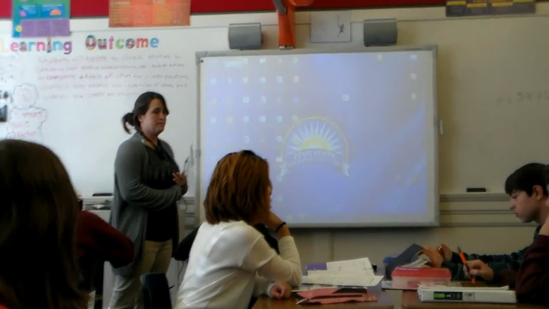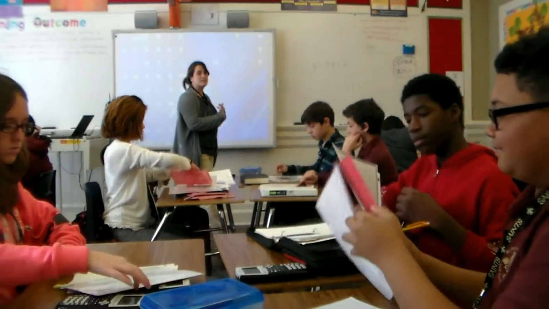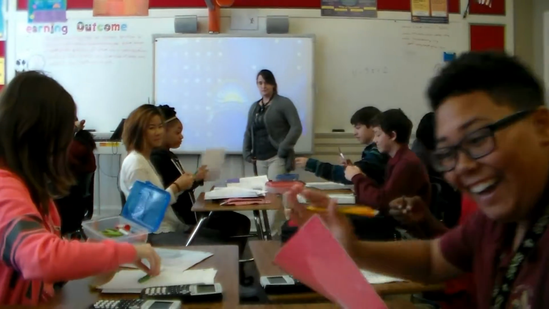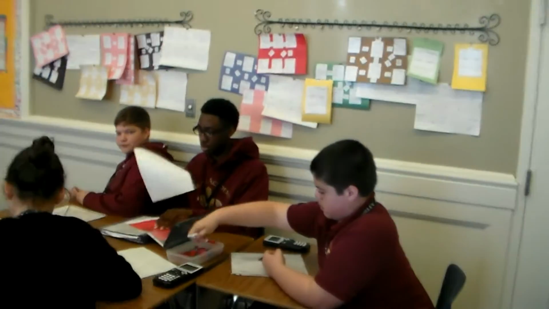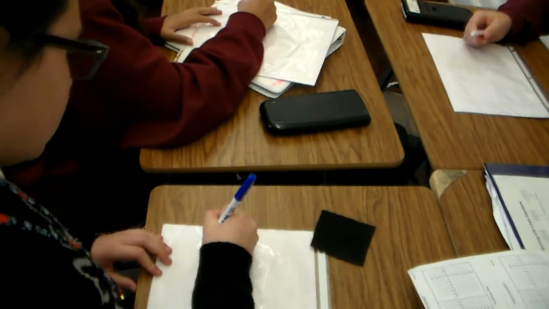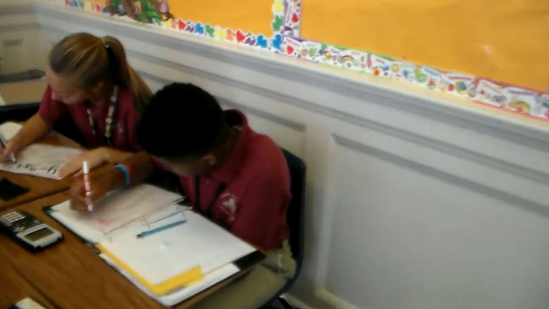On your whiteboard, everybody should have a whiteboard in their team. They should have expo markers in their box. Make sure everybody gets one. On the white side of your whiteboard, I want you to write the linear equation on the board. If you don't, you might have to write on the graph paper, Michelle. On the white side, you're writing the linear equation.